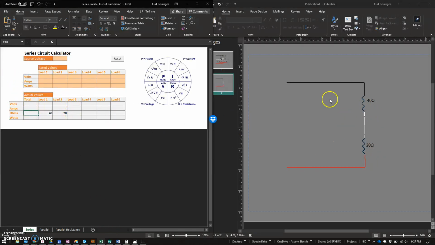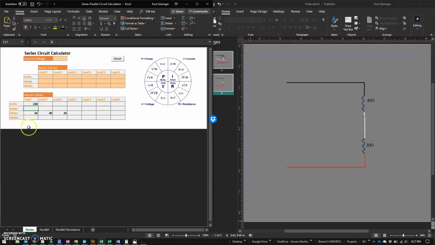The reason being, we know the formula for total resistance in a series circuit is R1 plus R2. It's as simple as that. We can add them up. Do we know any other information? We do, actually. What are we feeding this circuit with? If you check the problem, they tell us we're feeding it with 240 volts. So that's actually our total voltage.